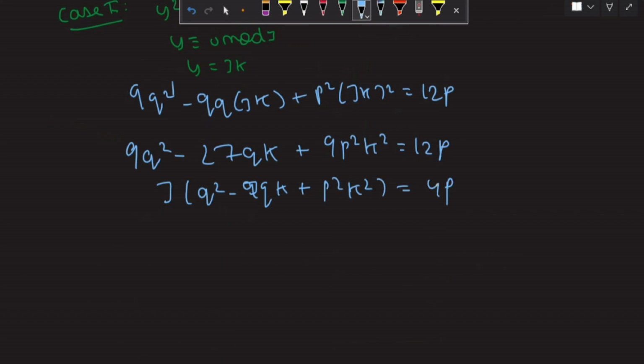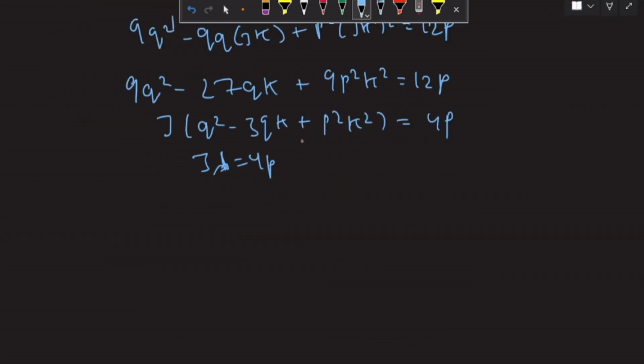Now observe that this is something, 3 into say lambda, which is equal to 4p. So let this expression, q square minus 3qk plus p square k square, be lambda. So we have 3 lambda is equal to 4p. And since p is not congruent to 0 mod 3, this means 3 must divide 4, which is obviously not true, and hence this results in a contradiction.